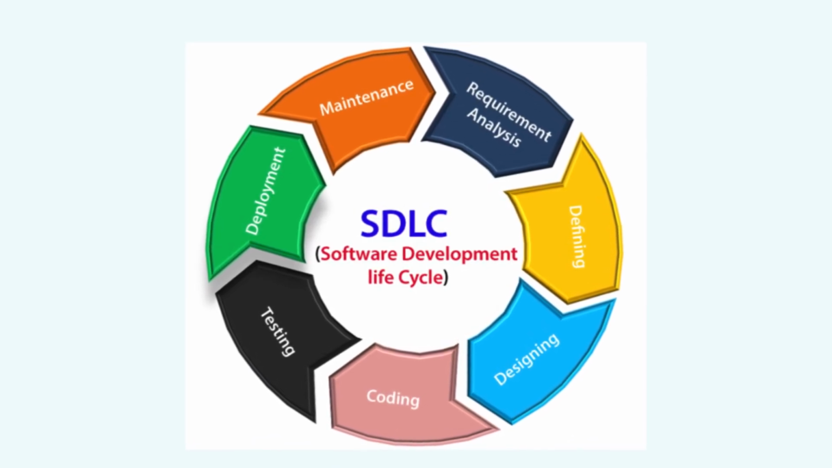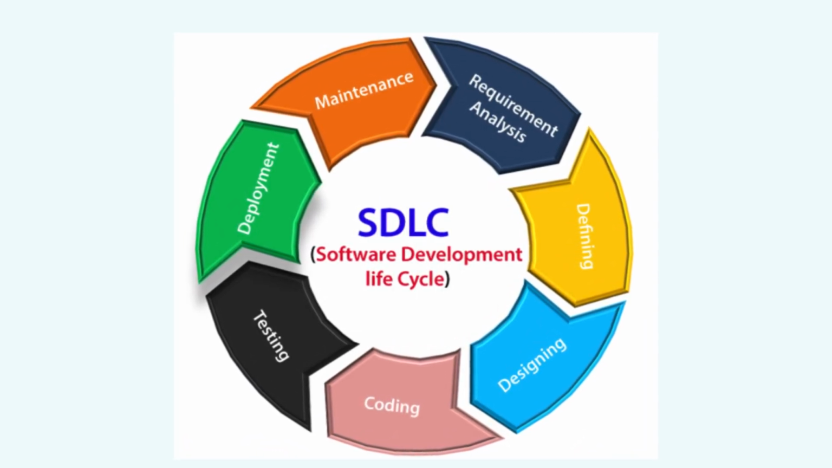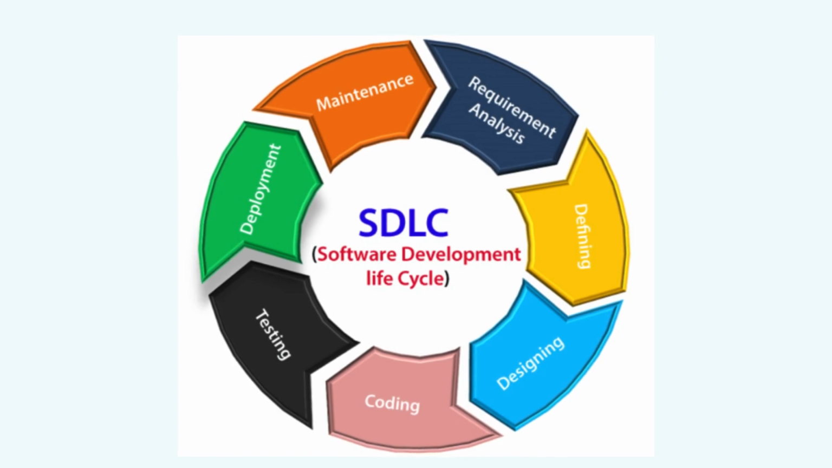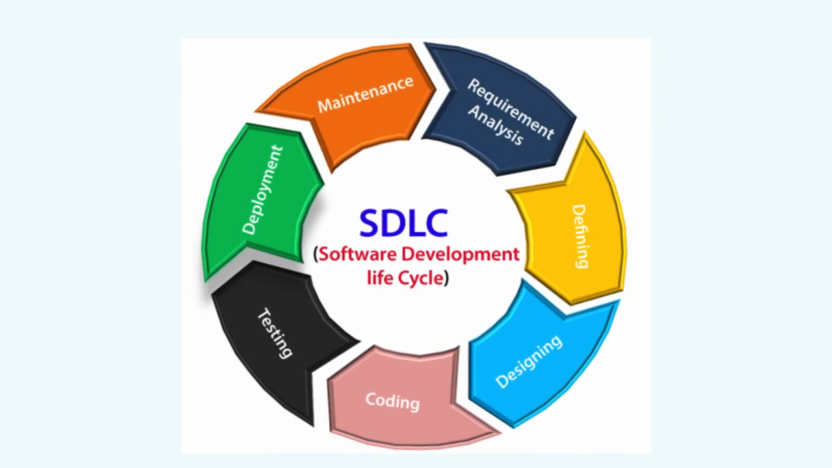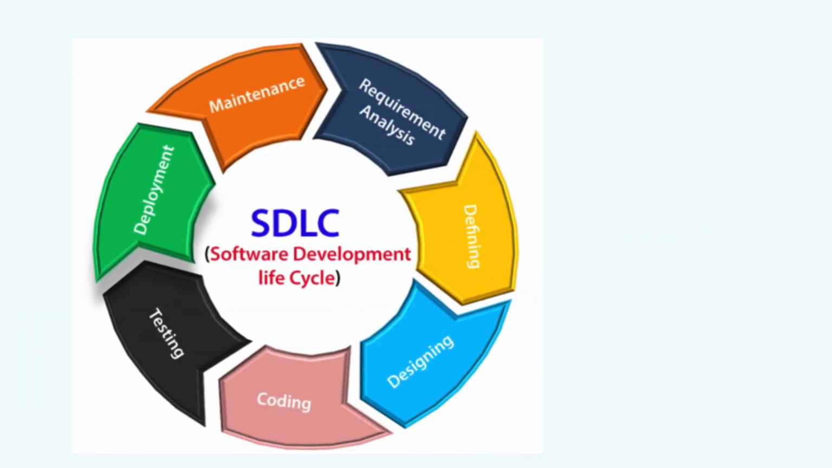The software development cycle. The software development cycle, also known as the software development life cycle, SDLC, is a systematic process for planning, creating, testing, deploying, and maintaining software. The SDLC is a framework that guides the development process from the initial concept to the final product.